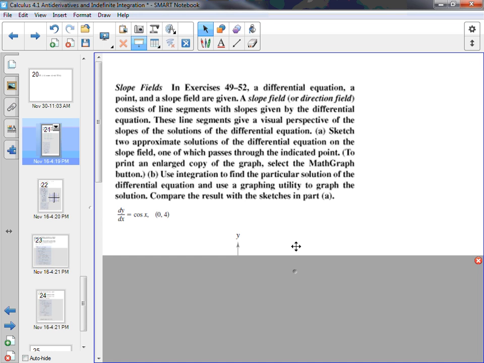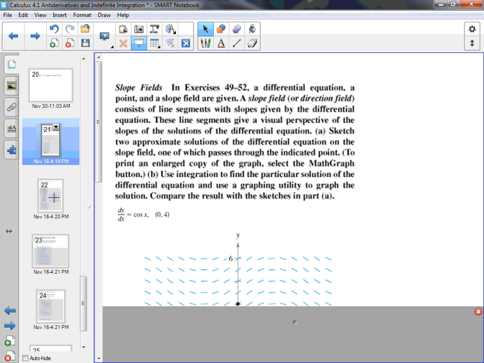Then they want us to use integration to find the particular solution of the differential equation. And then, if you find the particular solution and you graph it, your sketch should look something like the graph of the actual solution. Okay? Will they be identical? Not likely. All right, so here's what we do. First, let's try to sketch a couple of solutions.